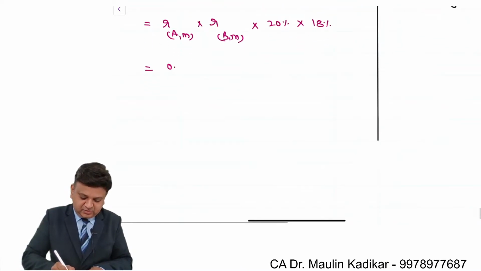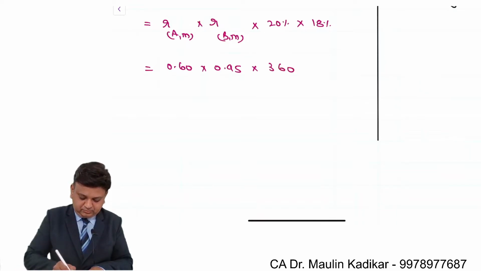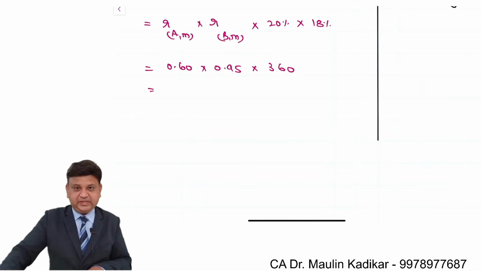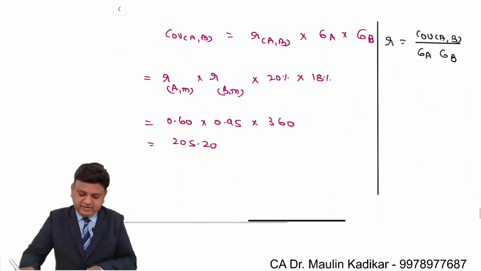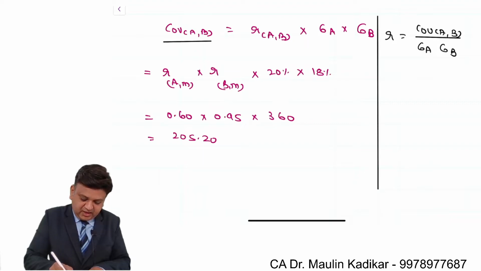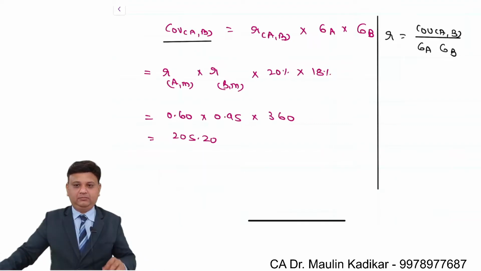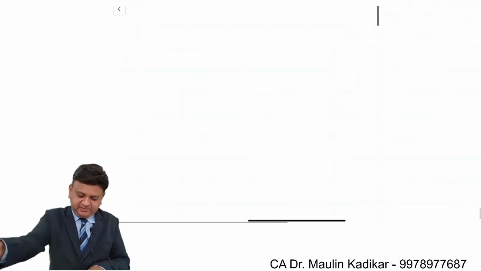So it is 0.60 into 0.95 into 20 into 18, that comes to 360. So 0.6 into 0.95 into 360 comes to 205.2. This is the way we can compute the covariance between the returns of security A and security B. This is the way the covariance is found between A and B.